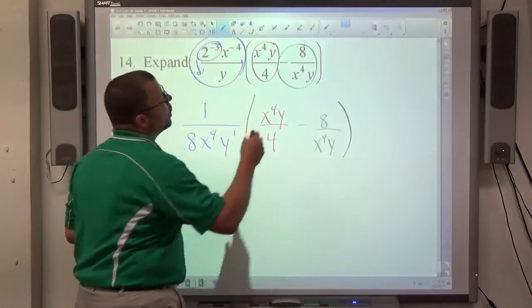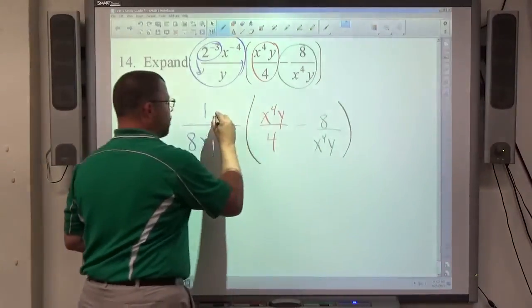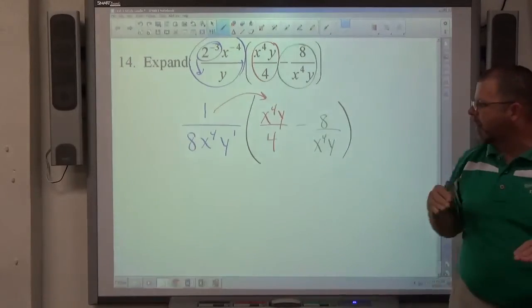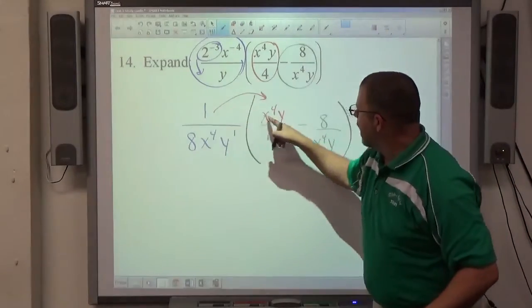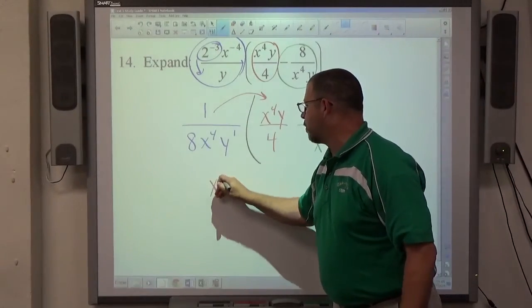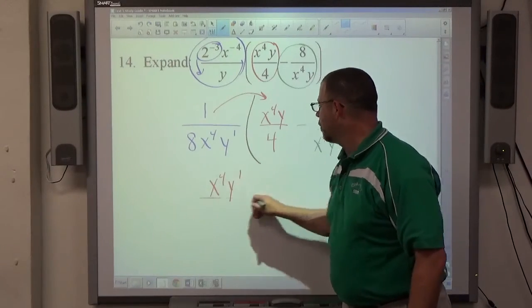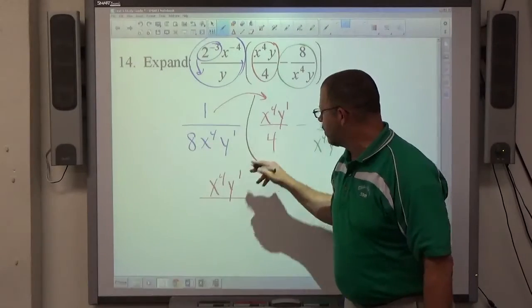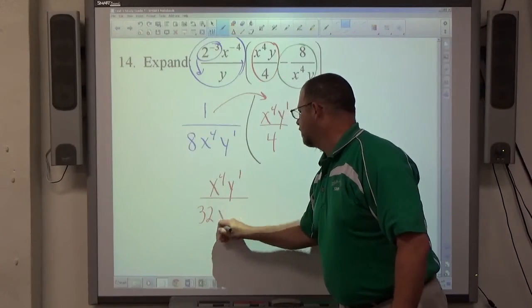So if I go ahead now and do distributive property, I'm going to multiply this times this. When you distribute, make sure you do top times top, bottom times bottom. So, 1 times x to the fourth y makes x to the fourth y. Maybe first power if you want. 8x to the fourth y times 4 makes 8 times 4, which is 32. X to the fourth y to the first.